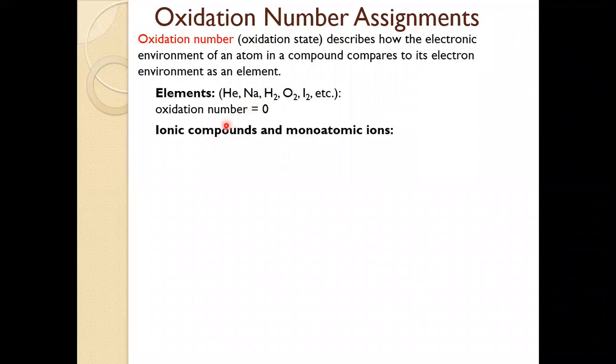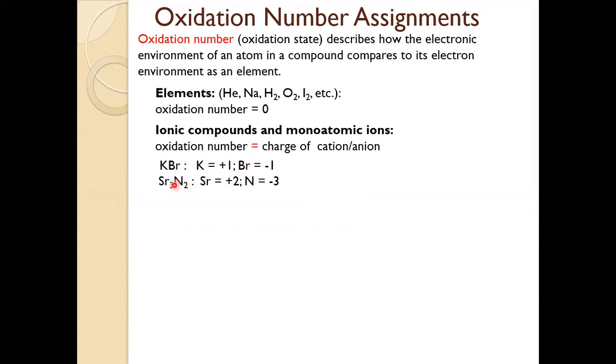For ionic compounds and for monoatomic ions, so ions composed of just one atom, it's also a simple relationship. The oxidation number of those particular atoms is the same as the charge of the cation or anion. So for example, potassium bromide: the charge of potassium in this ionic compound is +1, so therefore its oxidation number is also +1. Likewise, bromide is -1, which is why its oxidation number is also -1.